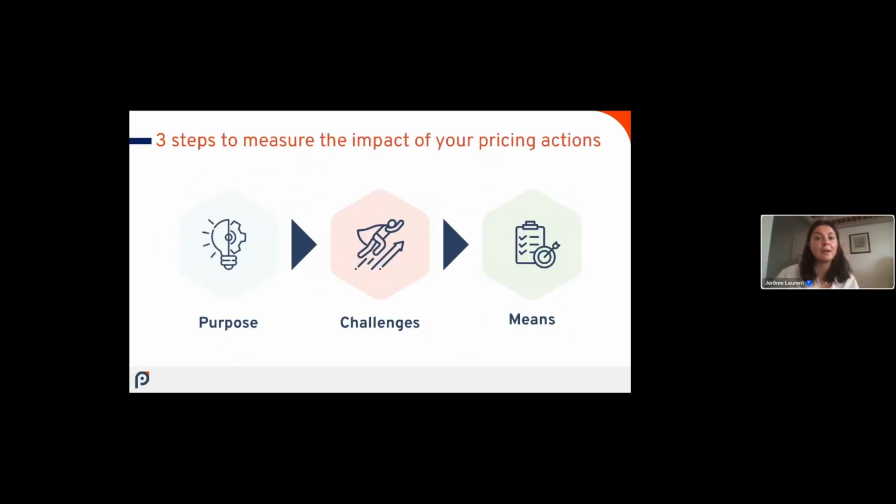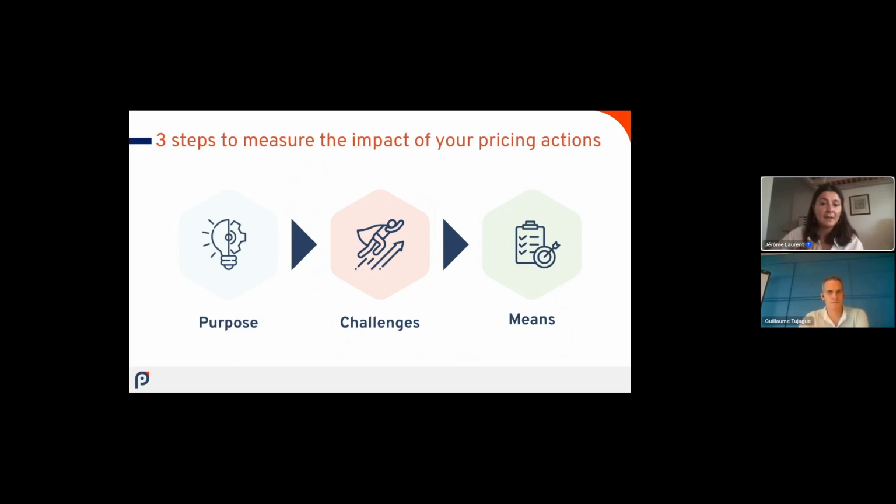What we want to talk about right now is how to measure the impact of your pricing actions. So first, we're going to present you the purpose of measuring it, then the challenges, and finally the means. And I give the floor to Guillaume, who just arrived, to present you the rest.